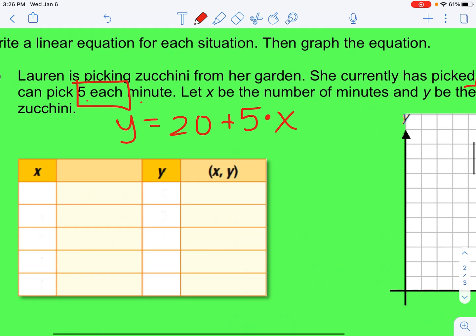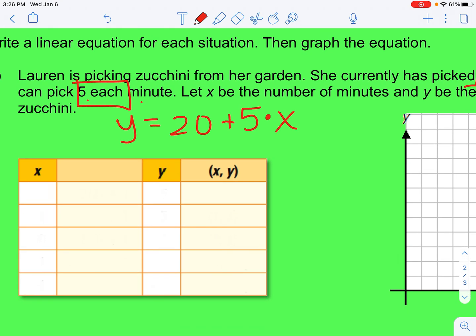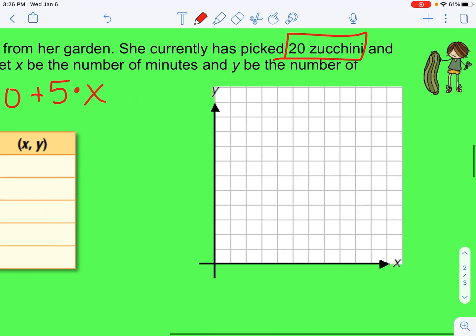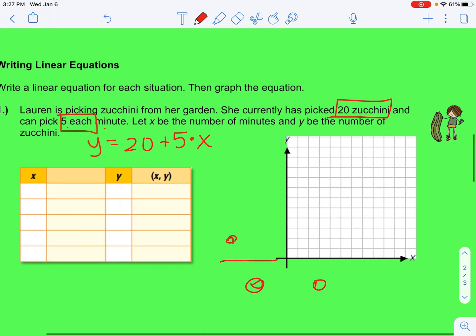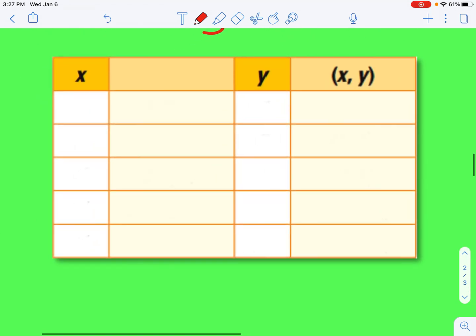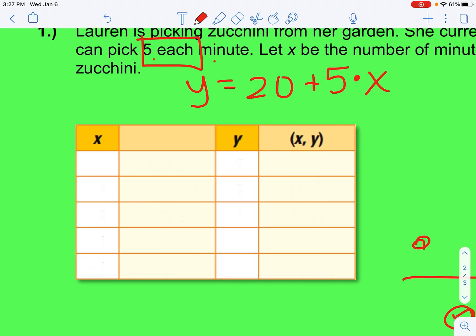Alright, so now we can go ahead and fill out our table. So this time, if you notice on our graph, there's no negative numbers. The negative numbers would be over here and down here and over here. But there aren't any because she can't be picking for negative minutes. Okay, so this is kind of nice. We're just going to focus on positive numbers. So let's just start with 0 and let's fill out our table. So 0, 1, 2, 3, 4.